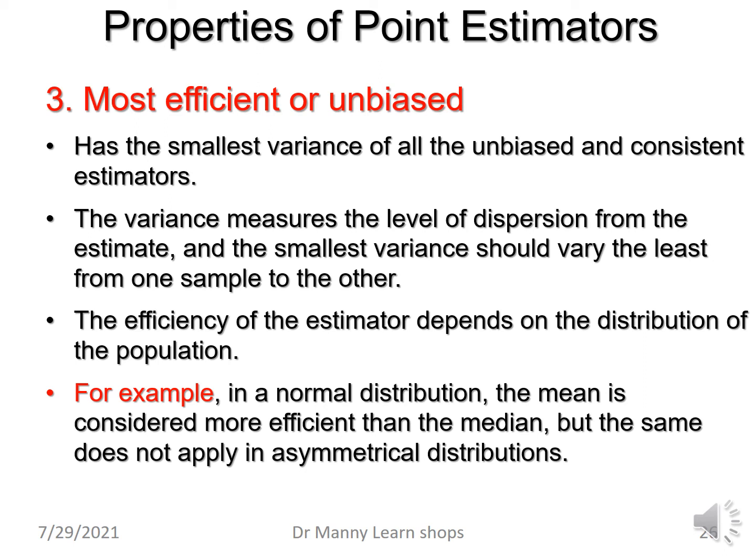Then it has to be efficient. This means it has the smallest variance of all the unbiased and consistent estimators. The variance measures the level of dispersion from the estimate, and the smallest variance should vary the least from one sample to another. The efficiency of the estimator depends on the distribution of the population. So for example, in a normal distribution, the mean is considered more efficient than the median, but the same does not apply for asymmetrical distributions.